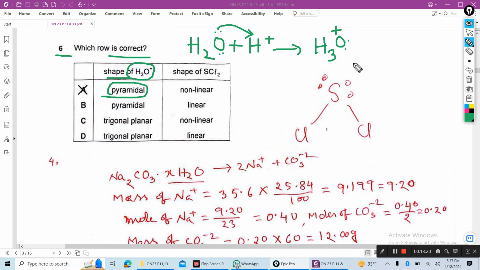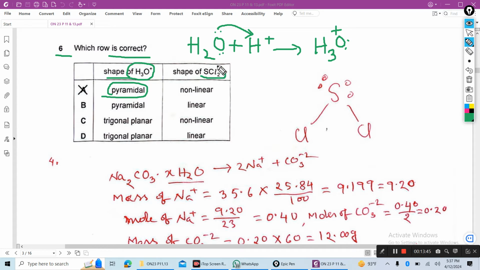So now in H3O+, the center atom is oxygen, it has 3 hydrogens, 3 bond pairs and one lone pair. And you know, if a molecule has 3 bond pairs and one lone pair surrounding the central atom, the shape will be pyramidal and the bond angle 107. So A is the correct answer, pyramidal.